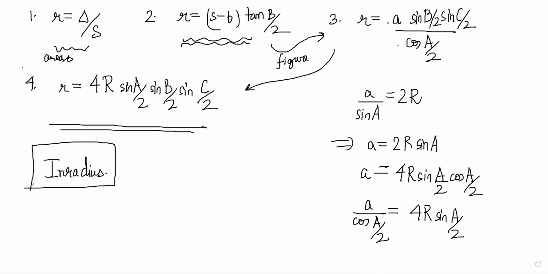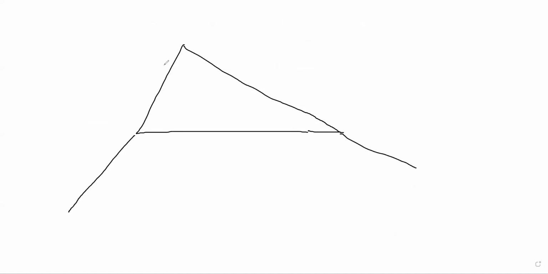After this point in the chapter, you will see that there is the derivation for exradius also. Exradius is the radius of the excircle. Yes, sir. Basically, instead of internal angle bisectors, two of the angle bisectors could be external, and one of them could be internal, right? Yes, sir.